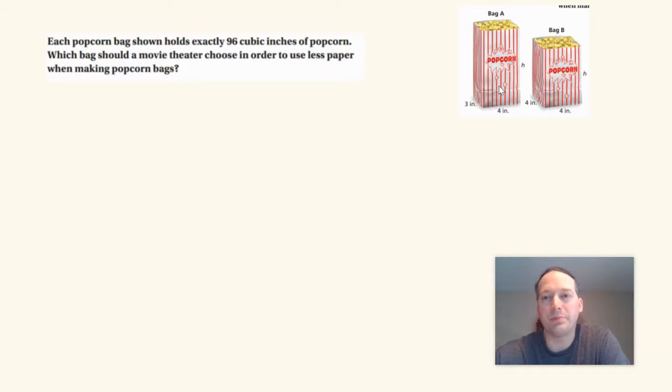So people who are selling popcorn, they want to give you 96 cubic inches of popcorn. So which bag should the movie theater choose so that they use less paper? Okay, so now with the green movement, people want to use less of whatever it happens to be. So to get the maximum amount of volume with the least amount of paper to do it. So first thing we need to do is figure out the heights. We do not know the heights of these. We know that the volume is 96.